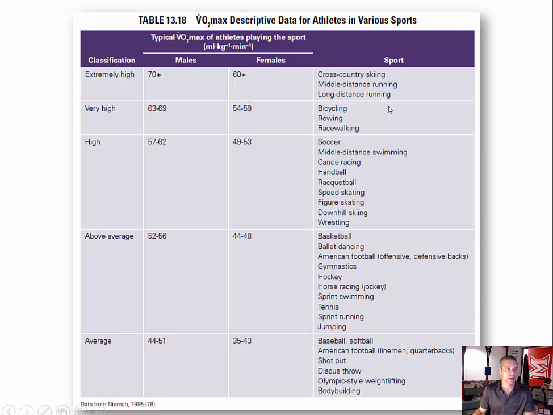So you can pick your sport down here. What are considered average you see down here, the mid 40s to maybe low 50s for men, and mid 30s to low 40s for females, would be baseball and softball players, American football players, shot putters, discus throwers, Olympic style weightlifters, as well as bodybuilders. So you can just see a range here of different sports and different athletes and what a typical VO2 max value is for those athletes.